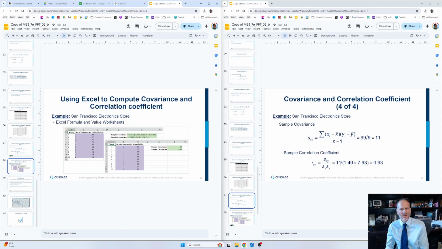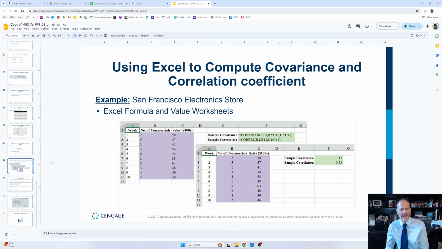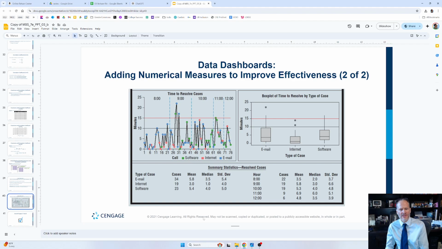Here's how you would calculate that in Excel, just FYI. You could pause the video and take a look at it. And then the last part of this chapter just talks about adding numeric measures to a dashboard. You could pause the video, read that, and see the numeric measures here as descriptive statistics added to a dashboard.